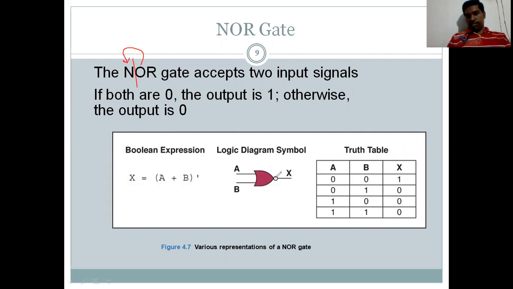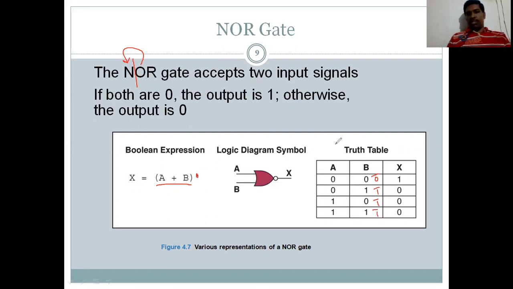See, suppose if this bubble is not there, this is the symbol of OR gate. If you add a bubble at your right side, the output section, then you will get (A plus B) whole bar. Same, when you add 0 plus 0, you will get 0; 0 bar is 1. Again 0 plus 1 is 1; 1 bar is 0. Again 1 plus 0 is 1; 1 bar is 0. Here also 1 plus 1 is 1; 1 bar, you will get 0.